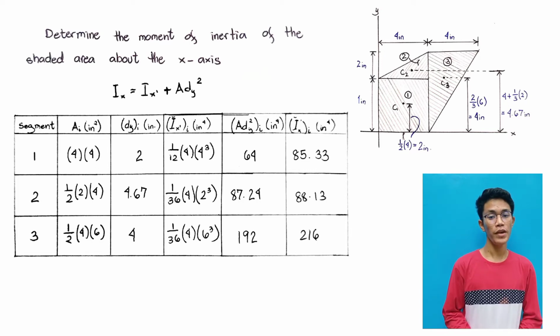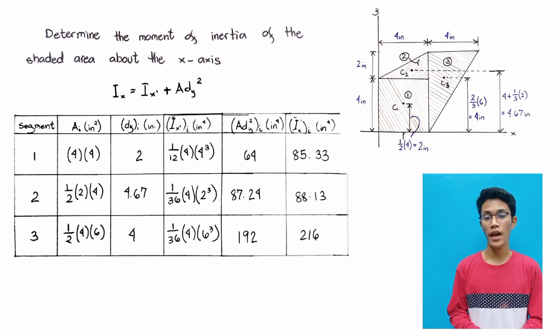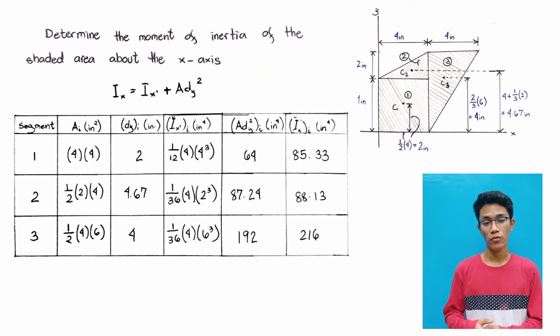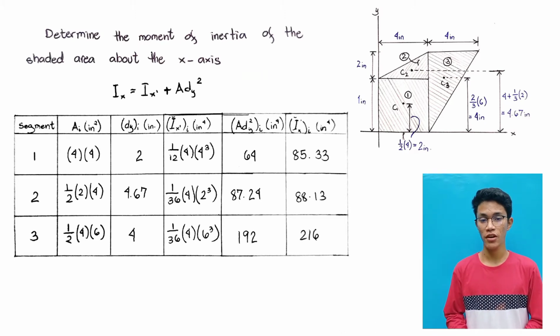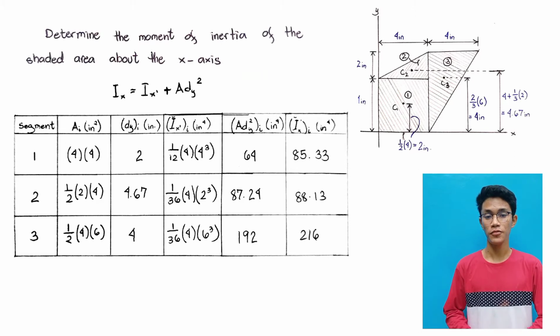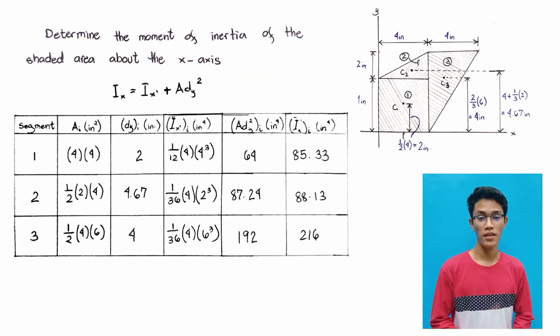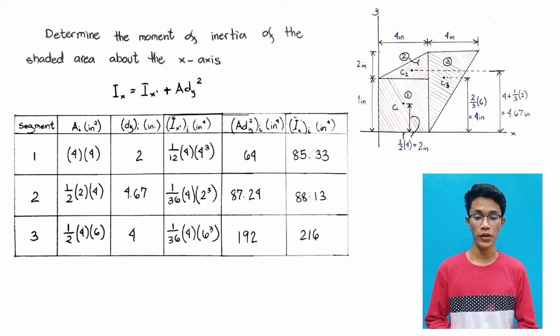In the third column, we are going to determine the distance of each of the centroids of the segments from the x-axis. So for our square, the centroid is at the center of the square and it has a distance from x which is equal to 2. For our second segment, it has a centroid of 1/3 of its height plus 4 in order for it to reach the x-axis. For our third segment, the centroid is at 2/3 of the height, which is 2/3 of 6 is 4.